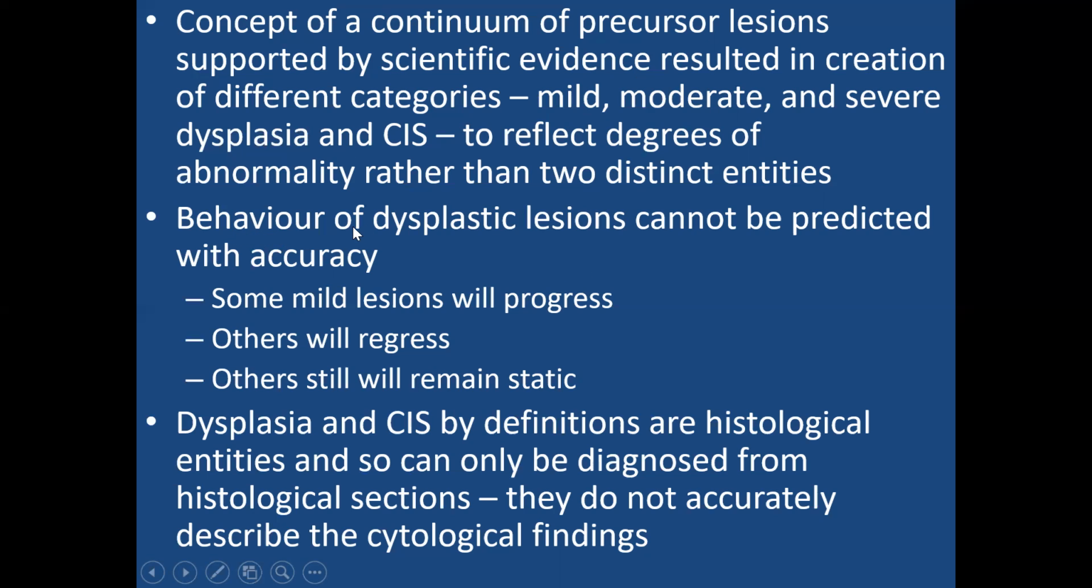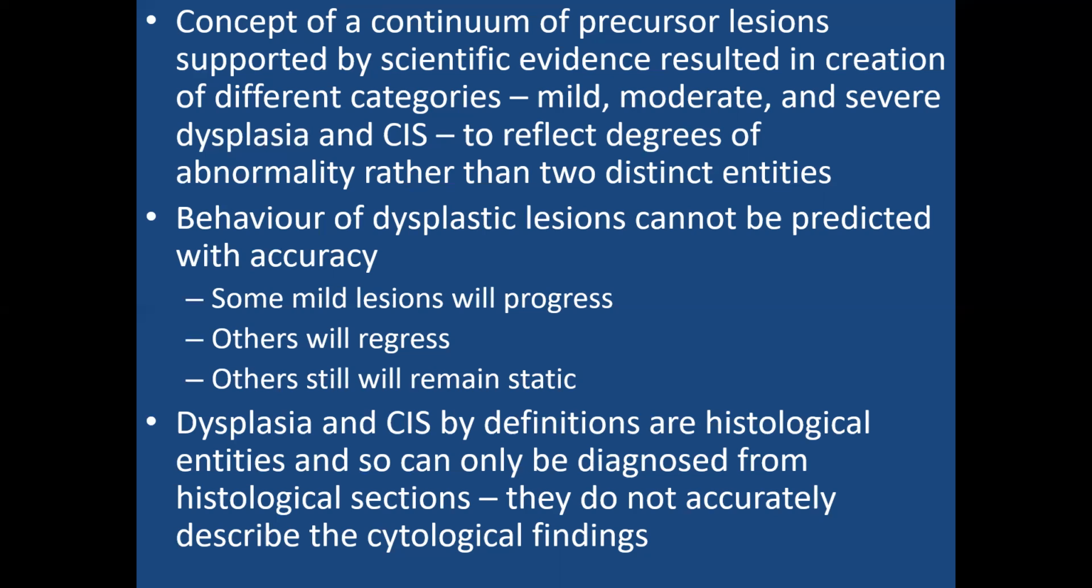But we can't actually predict the behavior of these lesions with accuracy, because some mild lesions would progress. So something that is mild, which based on the definition has the least potential to become cancer, may rather progress. Maybe you might find a moderate dysplasia lesion which would not, or which can even regress. Or you may find that a moderate lesion may remain static and no longer progress. Meanwhile, someone that has mild would progress all the way to cancer. So the prediction of whether mild, moderate, or severe would progress to become cancer cannot be done with a high degree of accuracy.